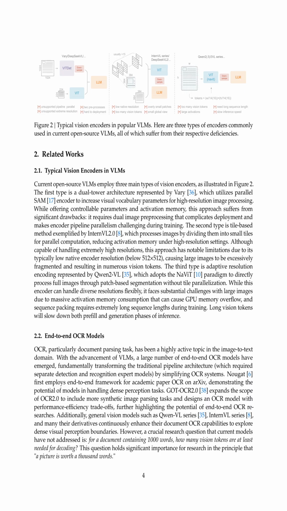2.2. End-to-end OCR models. OCR, particularly the document parsing task, has been a highly active topic in the image-to-text domain. With the advancement of VLMs, a large number of end-to-end OCR models have emerged, fundamentally transforming the traditional pipeline architecture, which required separate detection and recognition expert models, by simplifying OCR systems. Nougat first employs an end-to-end framework for academic paper OCR on arXiv, demonstrating the potential of models in handling dense perception tasks.